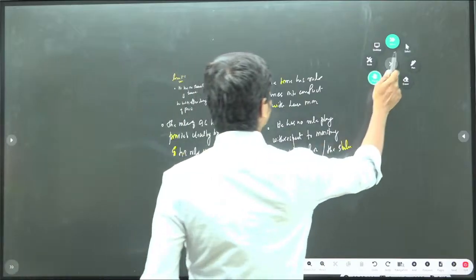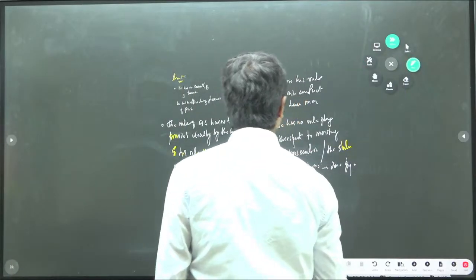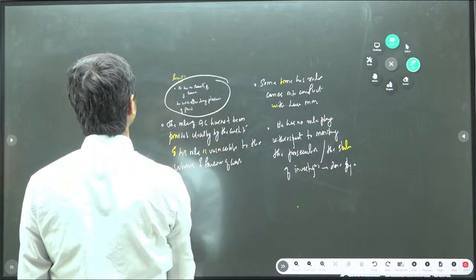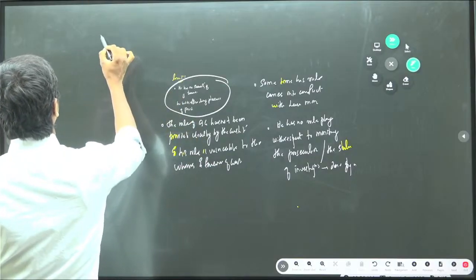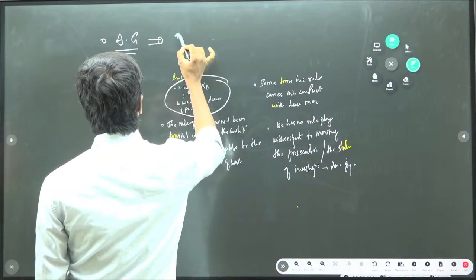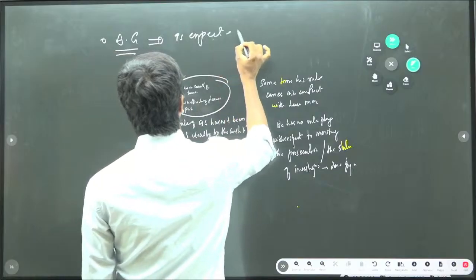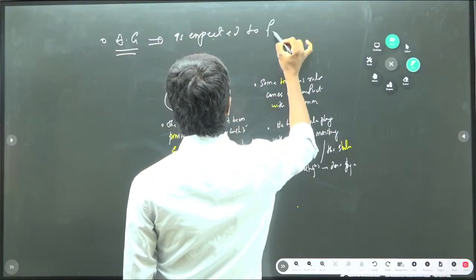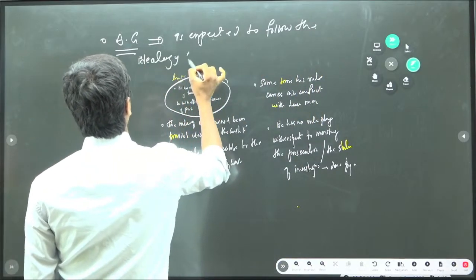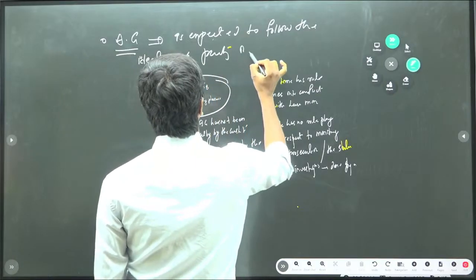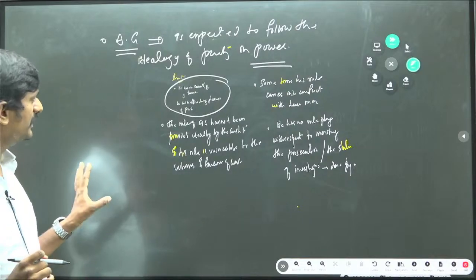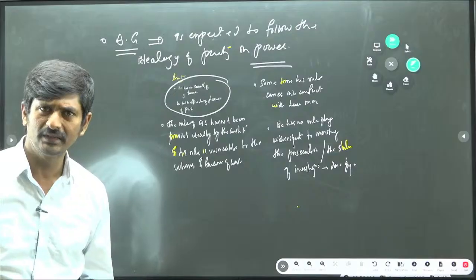And not only that, yes, he has no security of tenure, and apart from that, the Attorney General is expected to follow the ideology of the party in power. These are certain criticisms, certain limitations with respect to the Attorney General.